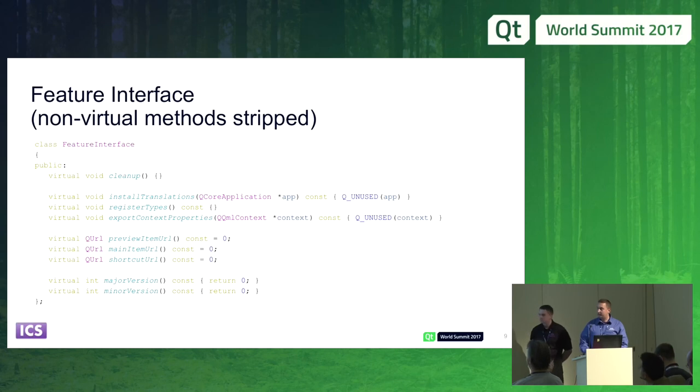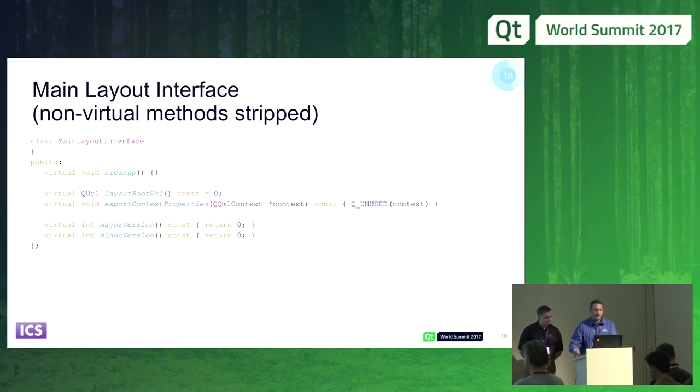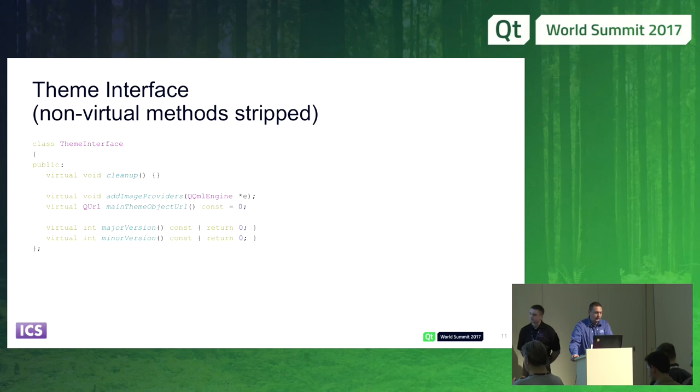But really the very core of the plugin, and the part that makes this very simple, is that the only requirement for the plugin to work is for it to provide three URLs to actual items that encompass the feature's preview, main view, and shortcut. Then the layout, also as mentioned, has cleanup and versioning, and the only requirement is that it provides a layout URL. It can also export some properties, but it deliberately cannot register any custom types, because we do not want anyone to have a hard dependency on the layout, because layouts are, by their own nature, switchable. And then the theme, also very simple: just the ability to add custom image providers and a URL for the theme object.